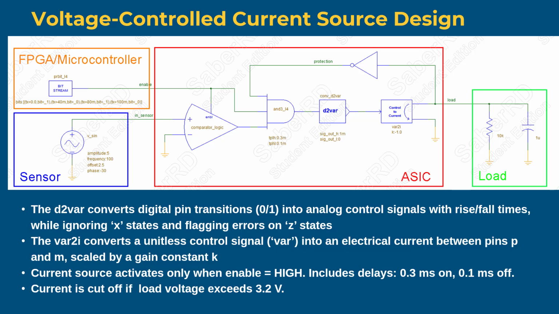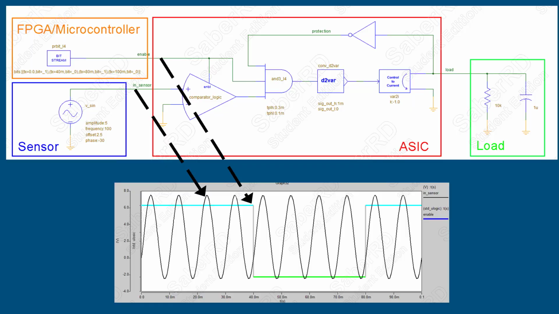I will show a demo of Saber in the next video, but in this video I will mostly focus on the concept. Here, as you see, for the sensor we have a sinusoidal signal, and for the FPGA and microcontroller we have a pulse. So these are our inputs.